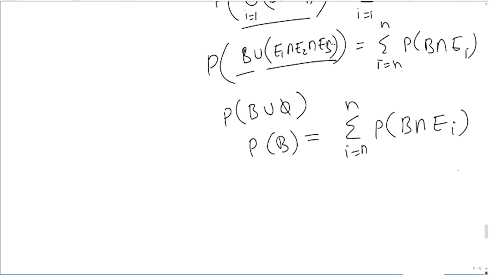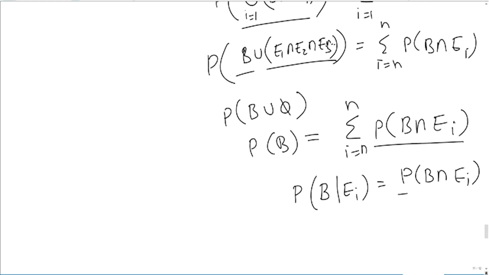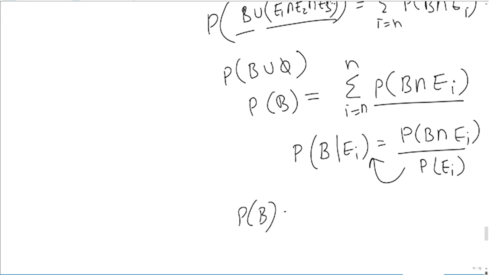Okay. Right. Now, you can rewrite this term, the probability of B intersection Ei. How? You know something from the conditional probability formula, that the probability of B given Ei is the probability of B intersection Ei divided by the probability of Ei. Okay. So, the probability of B intersection Ei would be the probability of B given Ei into the probability of Ei. So, what that would give you is this: the probability of B can be written as the summation, sorry, across i equal to 1 to n of the probability of B given Ei into the probability of Ei.